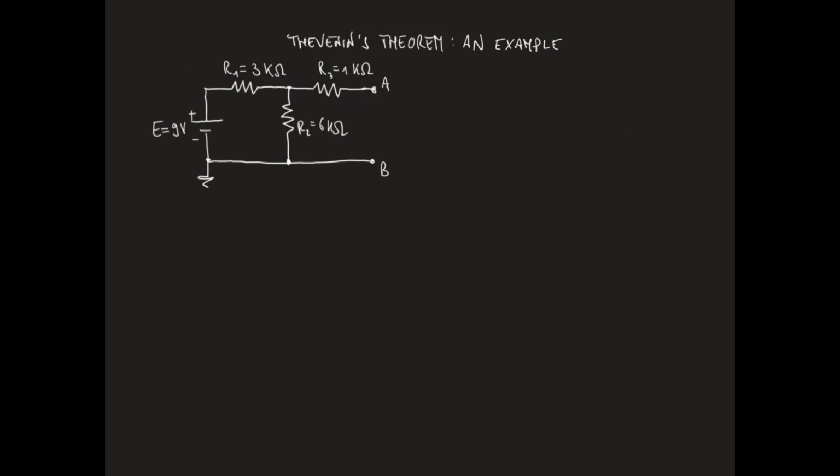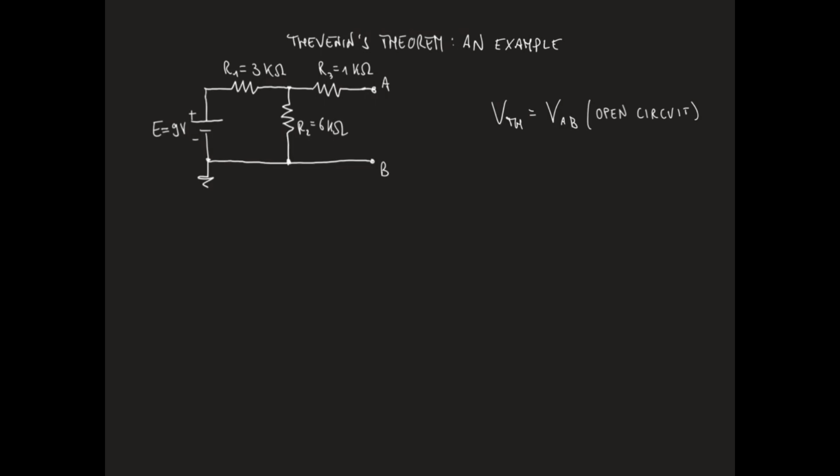Consider this network including a battery and 3 resistors. We would like to find the Thevenin equivalent circuit between nodes A and B. First of all, let's find the voltage of the Thevenin voltage source. We know that the voltage VTH is equal to the voltage between node A and node B in open circuit conditions.